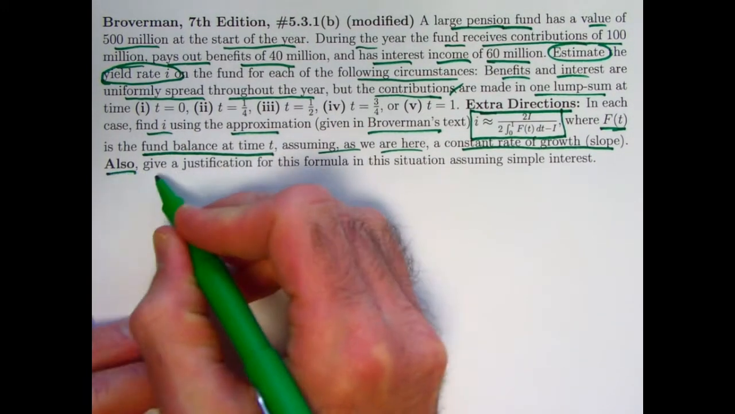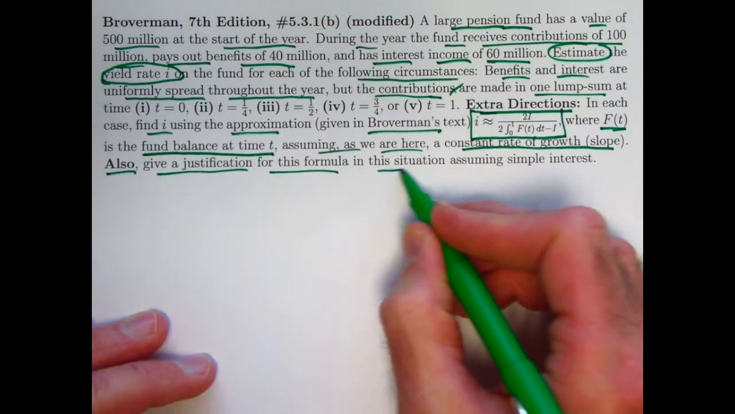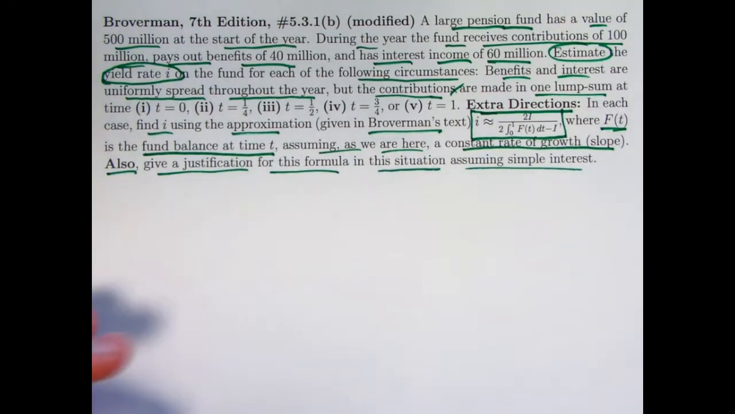However, at the end of the video, and this is the hardest part, I want to give a justification for this formula in this situation where we're assuming simple interest and we're assuming this continuous growth, the continuous rate at which the contributions, benefits, and interest are being paid. All right, that's a lot to think about. Before I get into more details, I just want to also show you my motivation for talking about the justification part of this.